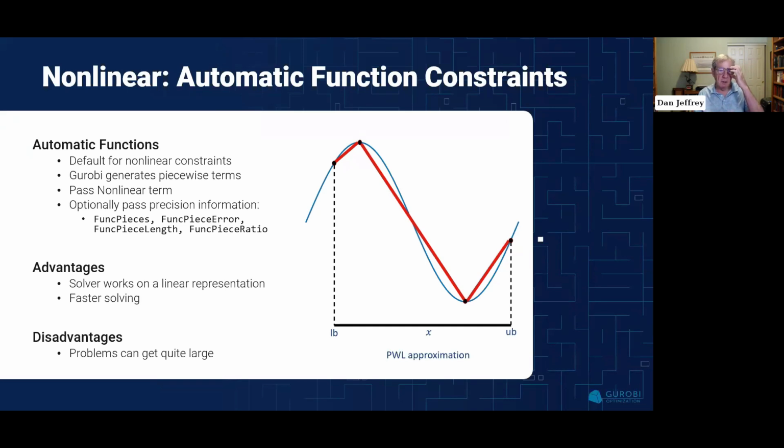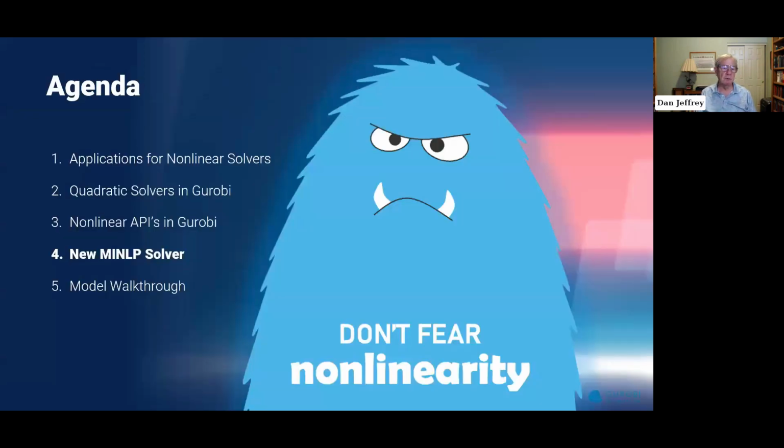It's really quite a nice capability, because people used to have to do their own piecewise breakdown. And this is really elegant. It's a nice way to do a nonlinear problem without turning to a nonlinear solver. So this lets the Gurobi solver work on a linear representation for faster solving usually, but it can generate a very large problem if it's generating a lot of line segments. So in fact, it could end up being slower than the MINLP solver in some cases.